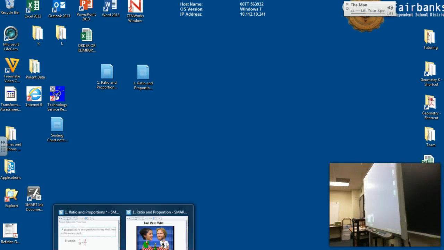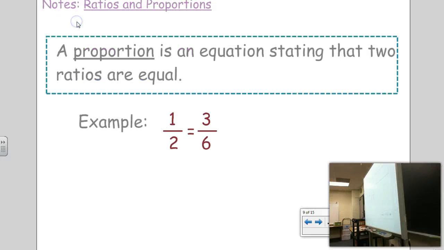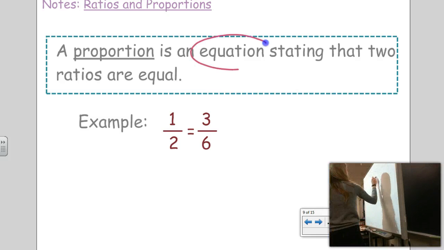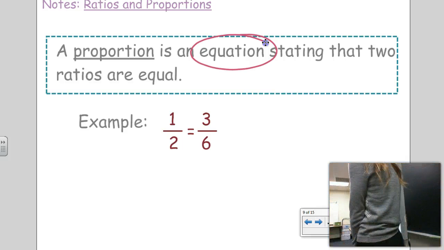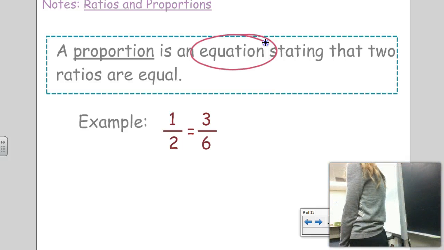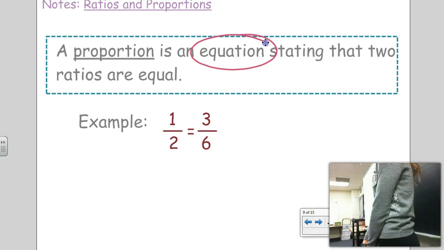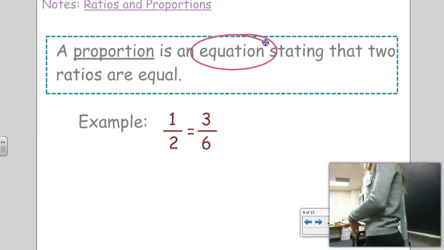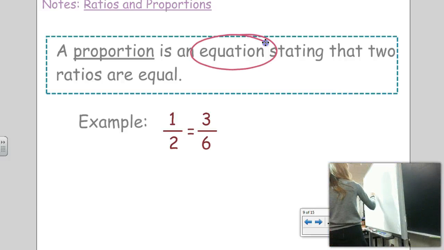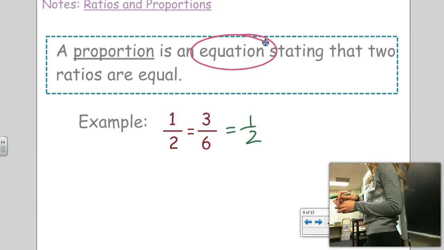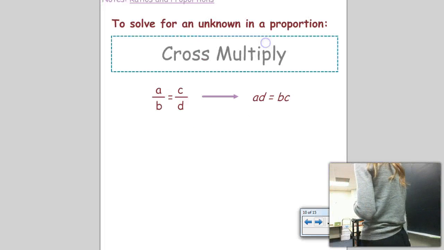And the other one is an equation. So a proportion is when you take two ratios and you put an equal sign between them. That's what makes it a proportion. So the key to being a proportion is that it is an equation. There is an equal sign stating that two ratios are equal. So is this a true statement? Does 1/2 equal 3/6? Is that true? What is 3/6 reduced? It's 1/2. 3 is half of 6. So 3/6 is 1/2. And so, of course, yes, that is a true statement. So that is a proportion.